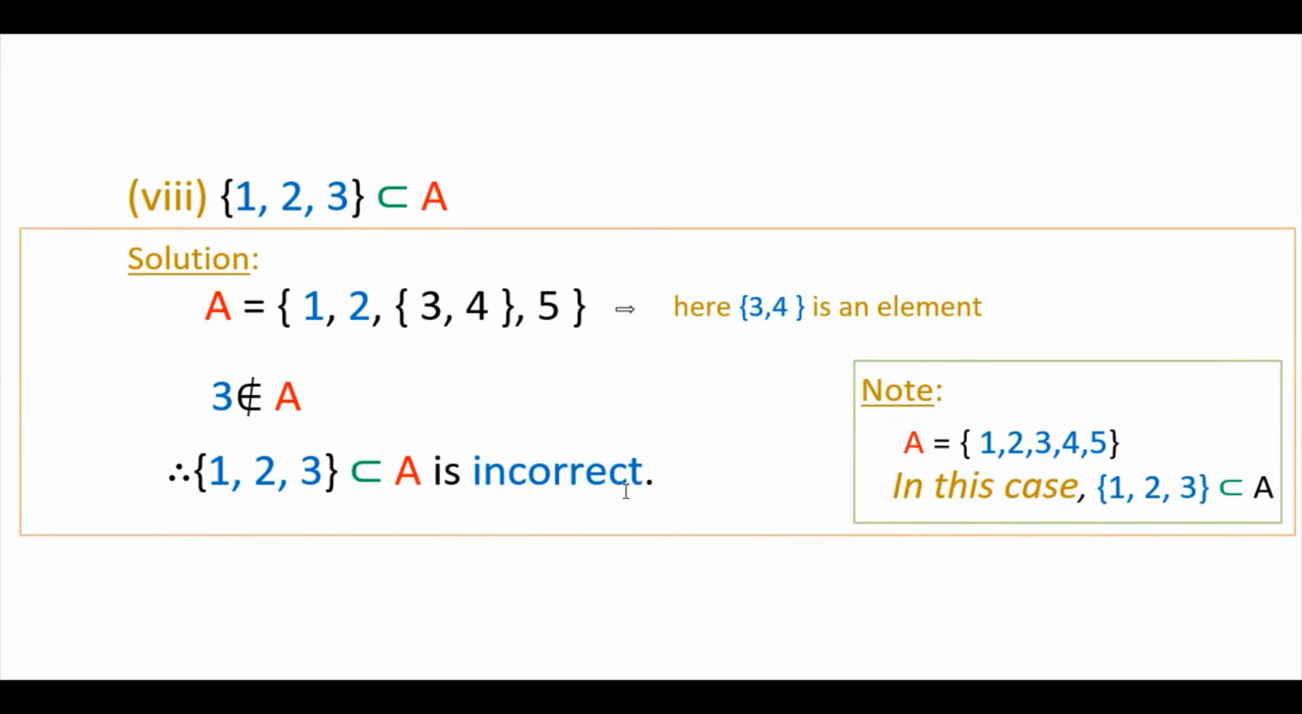So it is an incorrect statement because here {3, 4} is an element. This whole thing is a set. This {3, 4} set is a full set. That is an element of A. But here 3 is not a separate element. If these elements are like this, then it is a subset of A. This is the correct statement. But here, this is not correct.